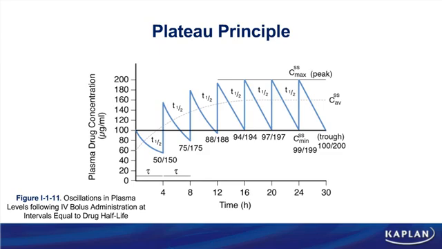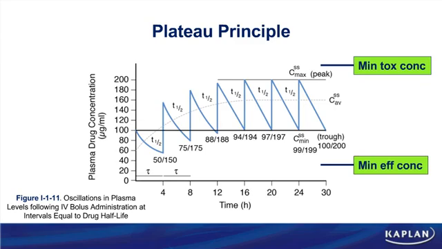I could approximate a CSS average. In fact, if I were to give this drug by constant IV infusion, that's what that would look like. It would approximate that CSS average. But I'm dosing every 4 hours, so I have peaks and troughs. I've also added to this graph, at the very top, a minimum toxic concentration, and down at the bottom, a minimum effective concentration.